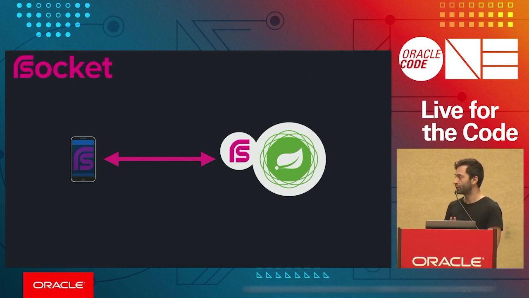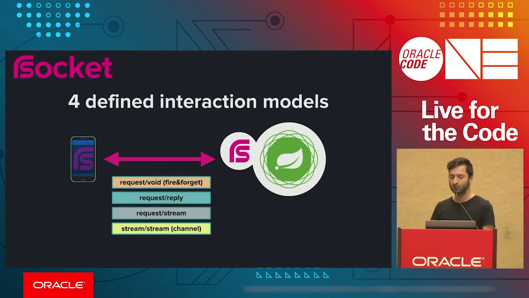What RSocket is offering goes beyond HTTP. It goes to the extent of 4 interaction models. We have a request, void, or fire-and-forget.